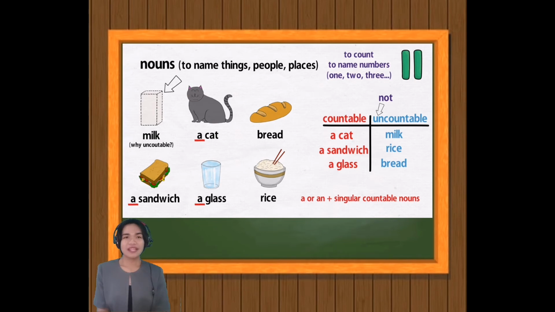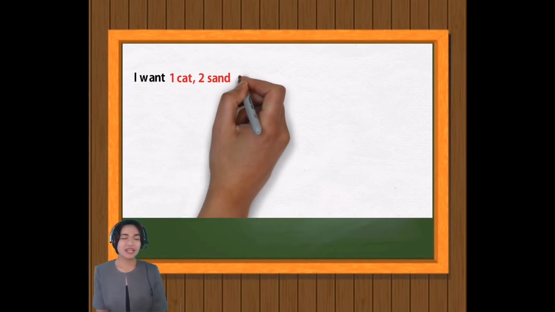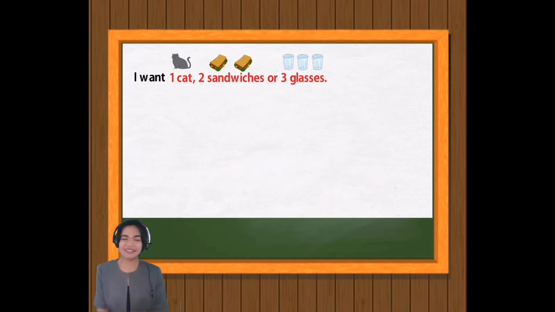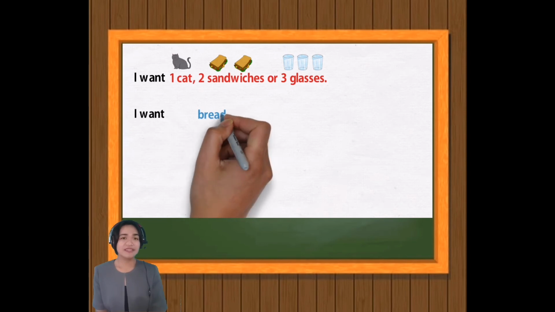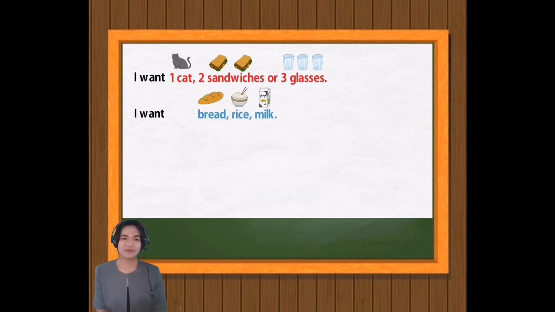So, with countable nouns, we can easily say something like, I want 1 cat, 2 sandwiches, or 3 glasses. And if we want to say something like, I want bread, rice, or milk, instead of numbers, we can say some.